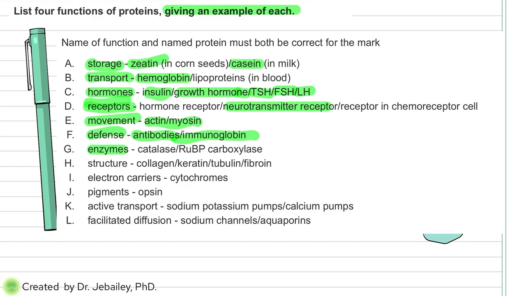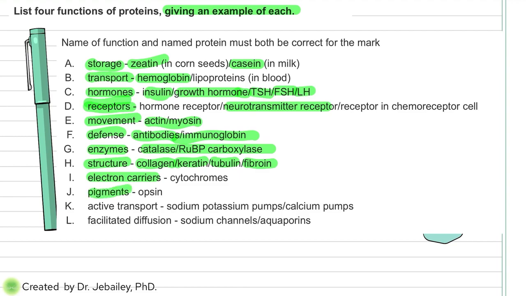And then enzymes, 2.5 or 8.1. We have catalase and ribonuclease. Don't worry about these enzymes. These are more for the HL students, but we know that there are enzymes in our bodies that are breaking down. Structure, we have collagen, keratin, tubulin, fibrin. These are all different types of structures that we find around the bones in our body, for keeping us standing. Electron carriers, this is what you're going to find in photosynthesis as well as cell respiration.